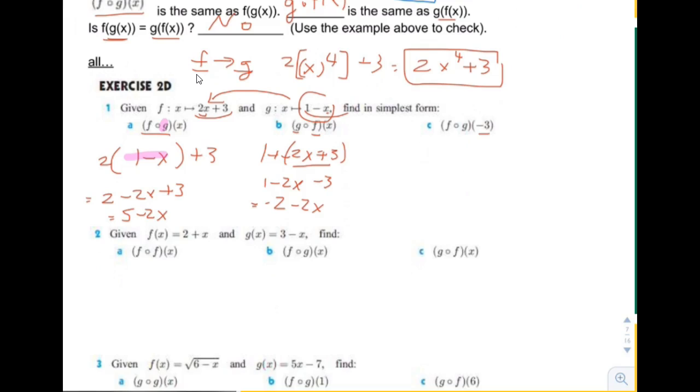And then we're supposed to put negative 3 in for x. But first, we already know f follows g. F follows g is 5 minus 2x. And we're going to put in for x negative 3. So we're going to put in 5 minus 2 times negative 3. So that's going to be 5 plus 6, 11. Okay.